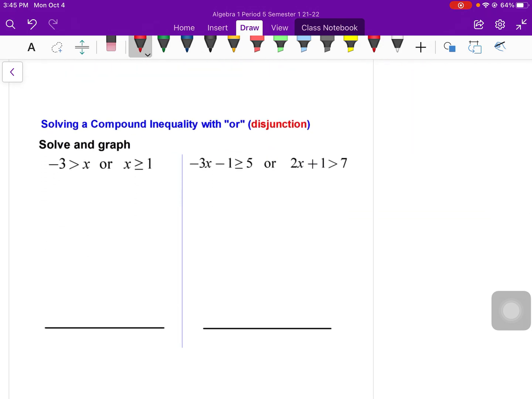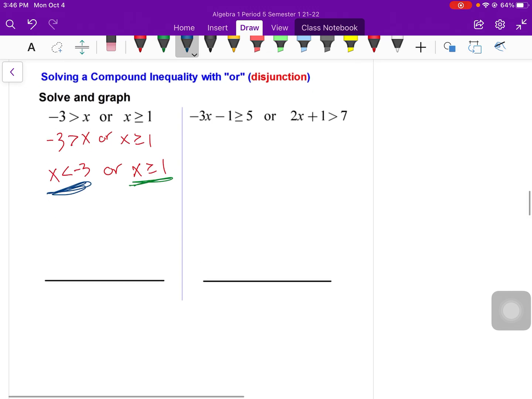Now with compound inequalities with ors, or disjunctions, you have 2 inequalities that you need to solve at the same time. Well, this first one, -3 is greater than x, and x is greater than or equal to 1. I didn't have to do any solving whatsoever. For some reason, I wrote a 0 there, but I don't have to do any solving. They are both already solved for x. If I want, I could rewrite this. So x is on the left side of both of them. I recommend that. I'll do this one in blue and then this one in green.